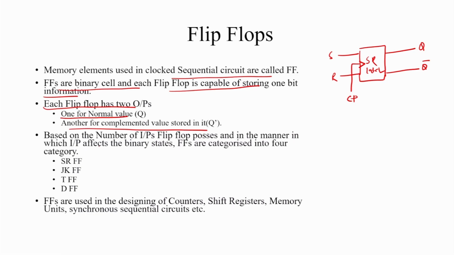Based on the number of inputs a flip flop possesses and the manner in which the input affects the binary cell, flip flops are categorized into 4 different categories. One is the SR flip flop, known as the set reset flip flop. Another is the JK flip flop, known as the Jack Kelly flip flop, which is named after a scientist. Another one is the toggle flip flop, and another one is the D flip flop.